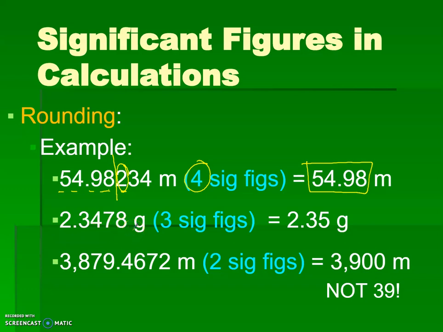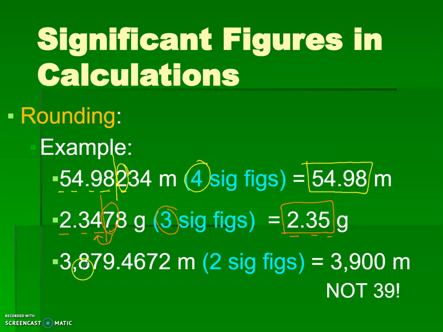2.3478 comes up in your calculator and you have to round it to 3 sig figs. So you take 1, 2, 3, make your cut, and realize this is a 7. Oh, that's greater than 5. So that means this gets pushed up to 2.35 grams. 3 sig figs.